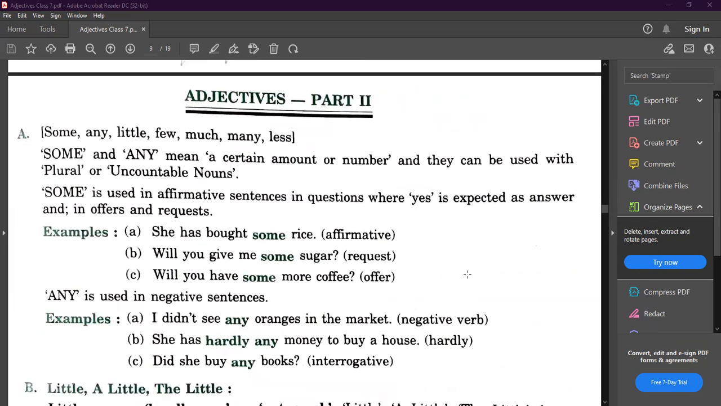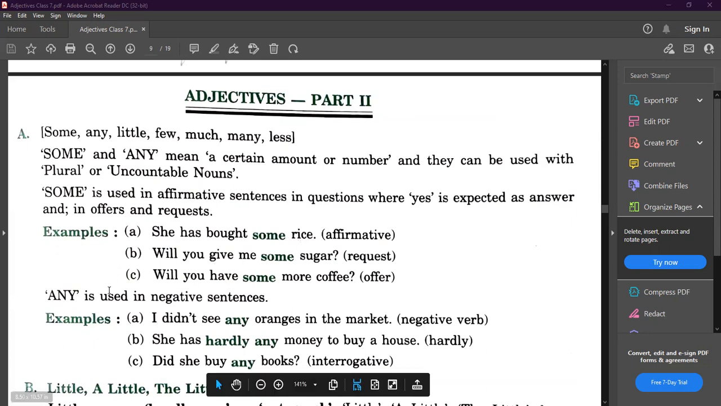So now, some, any, little, few, much, many, less. Some and any mean a certain amount of or a number. थोड़ा सा amount, certain amount. आपको पता है कितना amount है. And they can be used with plural or uncountable. प्लूरल के साथ यूज कर सकते हैं या अनकाउंटेबल के साथ यूज कर सकते हैं. जैसे, she has bought some rice. Will you give me some sugar?